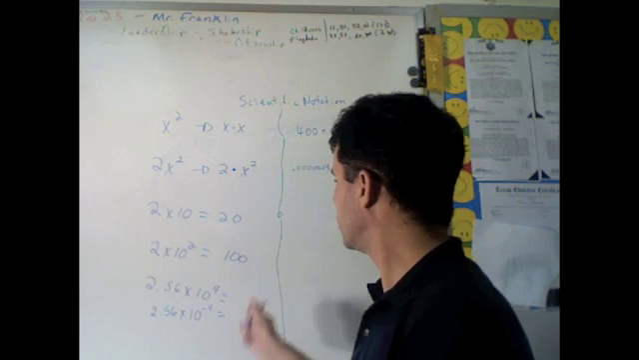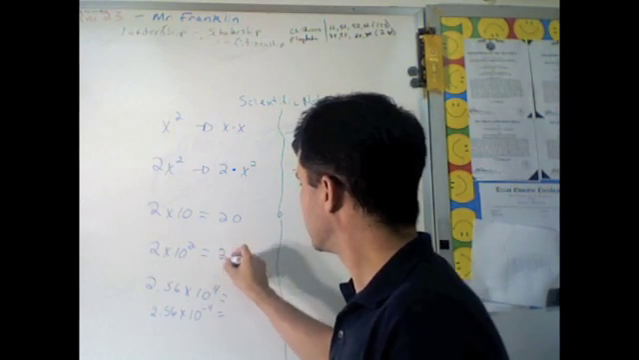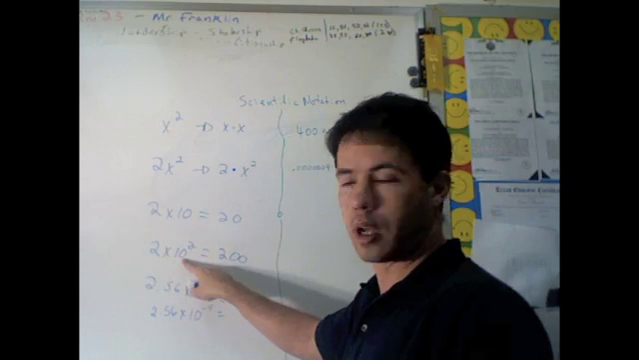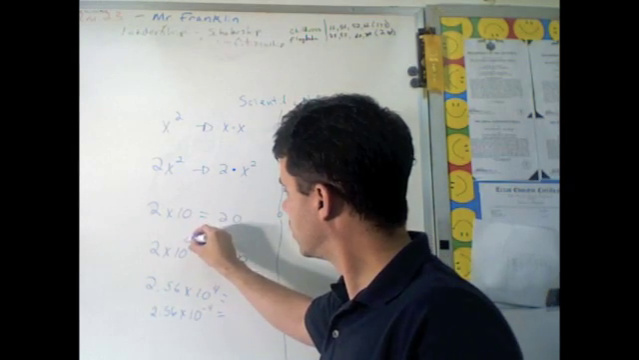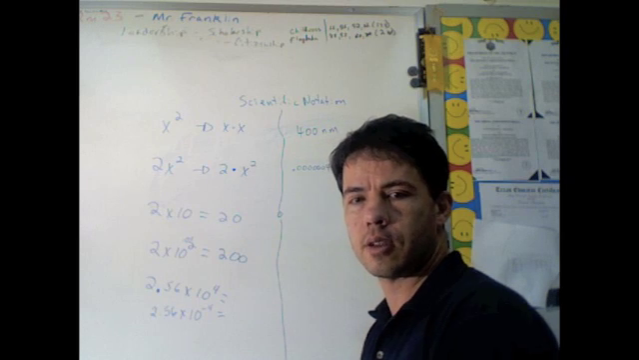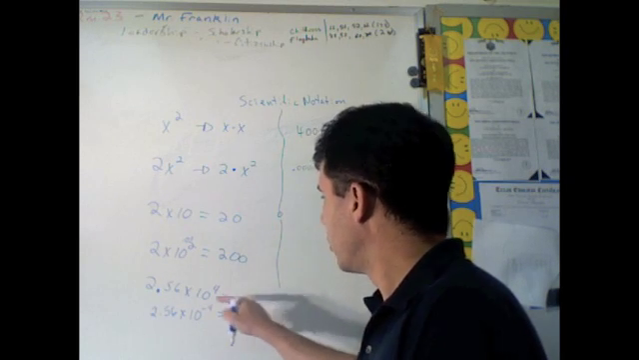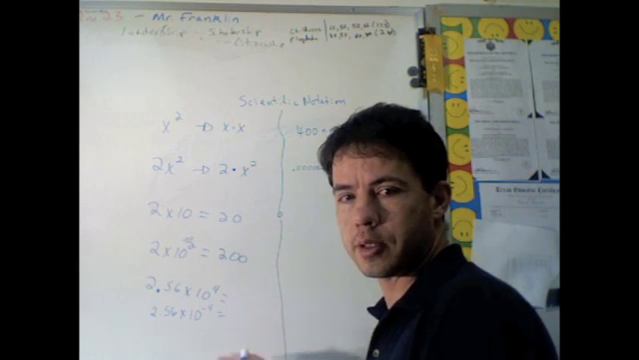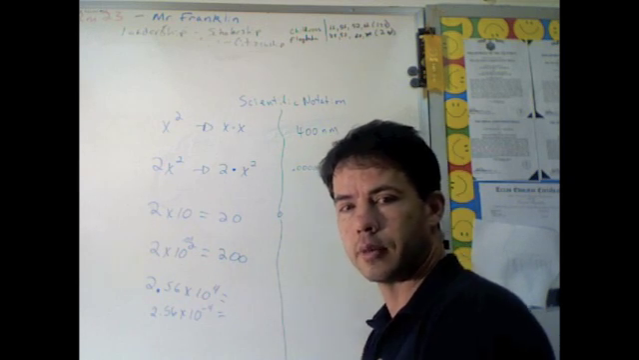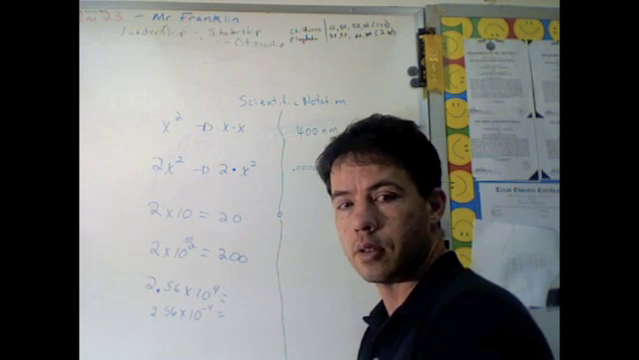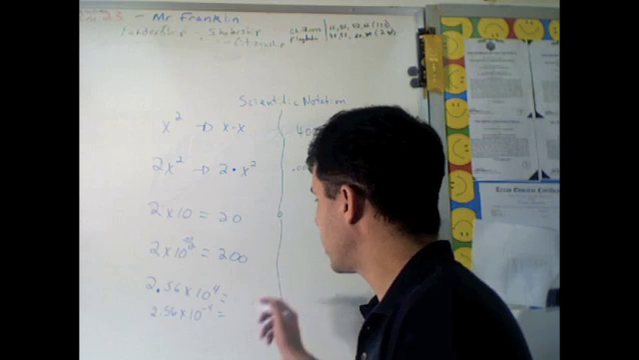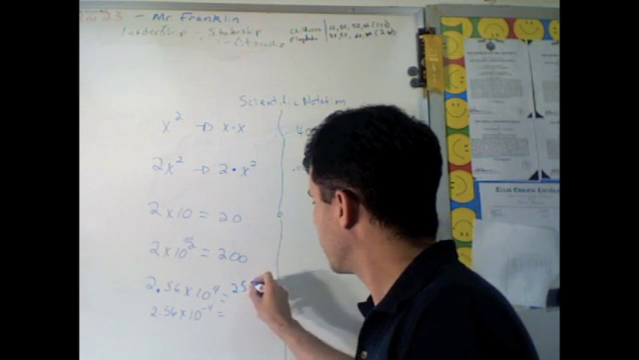Times 2, I got that wrong. So now, 2 times 10 squared: 10 squared is 100. 2 times 100 is 200. 2.56 times 10 to the 4th power, we could go 10 times 10, which is 100, times 10, which is 1,000, times another 10, so we did it 4 times, is 10,000. 2.56 times 10,000. Okay, and what you're going to get is 25,600.